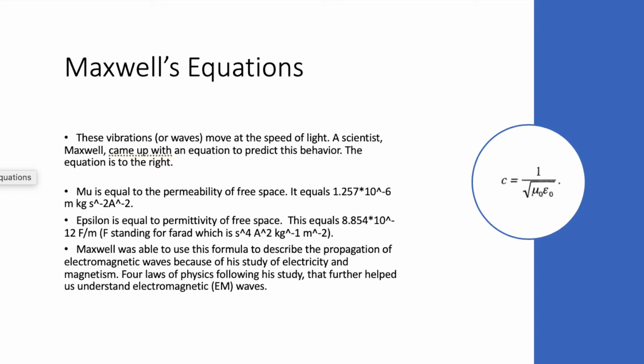Epsilon is equal to the permittivity of free space. This is also a constant that's measured in the farad, and it is a constant that exists between electric displacement and electric field intensity. So Maxwell was able to use this formula as well as 4 other laws that he studied to help us further understand electromagnetic waves.